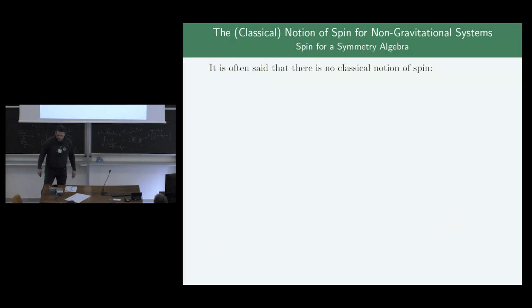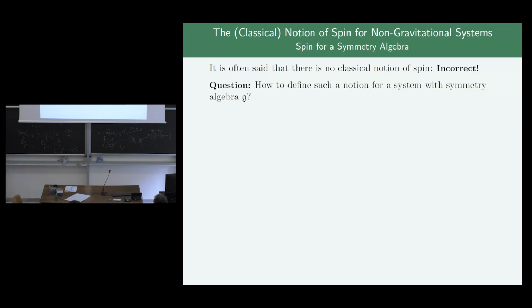Usually it's said that there is no classical notion of spin, and this is not correct. We can define a notion of classical spin for a symmetry algebra G. The basic idea is that we work with the dual of the Lie algebra instead of the Lie algebra itself.